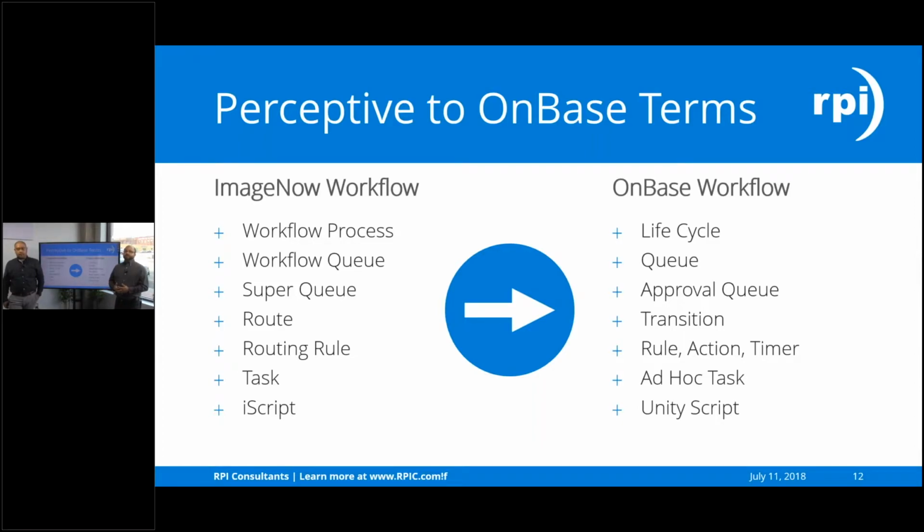Routing rules in ImageNow are used for a variety of things. You can use them to move documents around, get them out of workflow, change custom properties, that sort of thing. This is broken up into multiple features and components inside of OnBase Workflow, specifically rules, actions, and timers. You'll get to see all of this in action in our demo that's coming up shortly, at least the rules and actions you will. Tasks are ad hoc tasks, so those are pretty straightforward. And then finally, for the advanced automation, ImageNow uses iScript. That's the proprietary script from Perceptive Content, and OnBase Workflow uses UnityScript, which is their scripting program for advanced customization and automation.